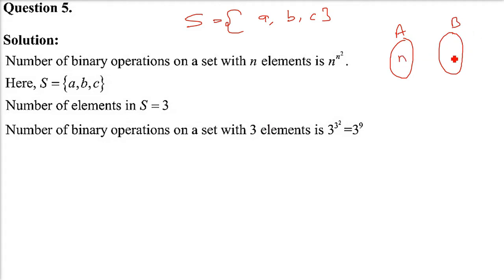Let us say A has n values, B has m values. For example, A has 1, 2, B has 3, 4, 5, whichever numbers you take. But I'm saying that A has n values and B has m values. So A will correspond to the domain and B will correspond to the codomain. A has n values, B has m values, A is a domain and B is a codomain. So the number of operations possible is codomain to the power domain. That is m to the power n.